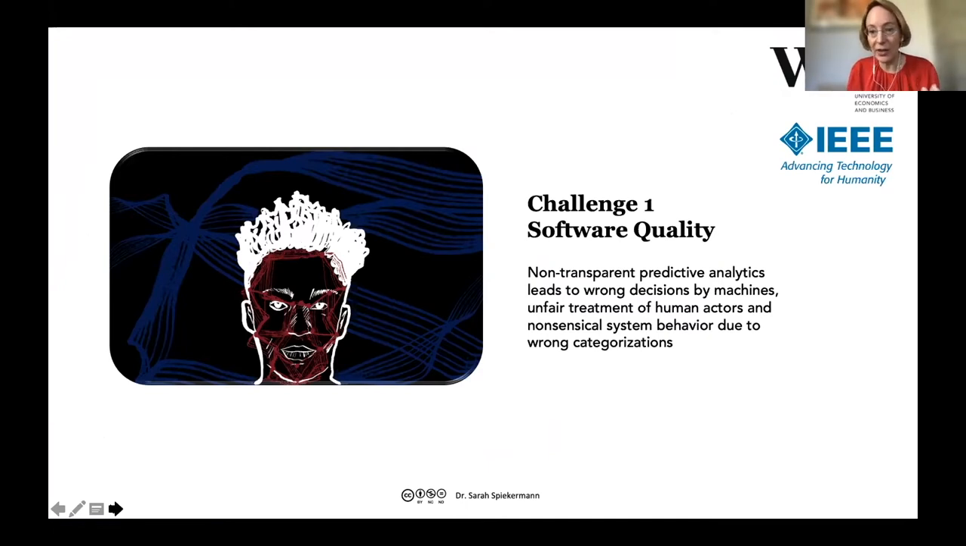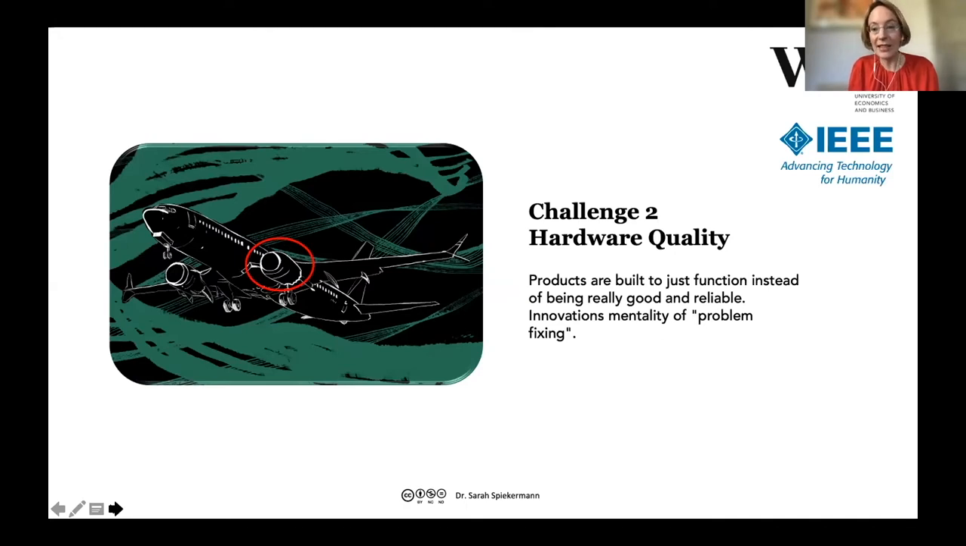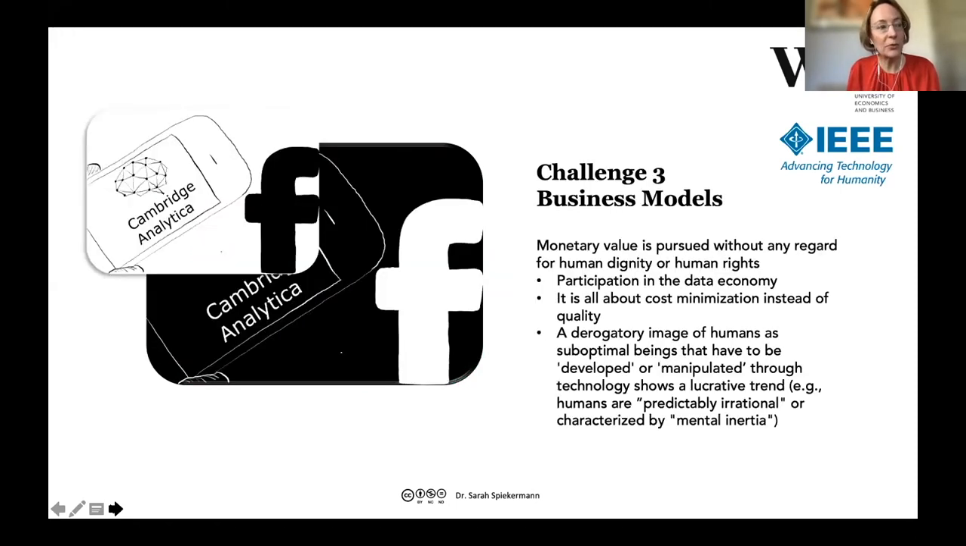We see a lot of software quality problems. We see non-transparent algorithms, black boxes. We have unfair treatment of human actors, biased systems. We see hardware quality problems. The Boeing 737 MAX crashes were largely due to the problem of the human computer interface, where the pilots didn't know what the machine was doing. We see business model problems. Most of the people on the call here know about Shoshana Zuboff's book on surveillance capitalism, that it is not the quality of the technology that sells anymore, but the personal data that's collected about people in the background.